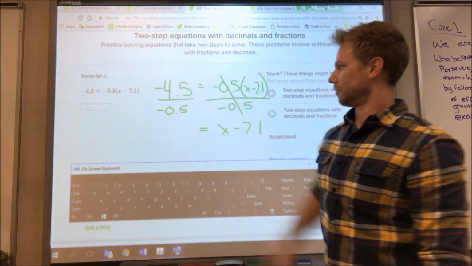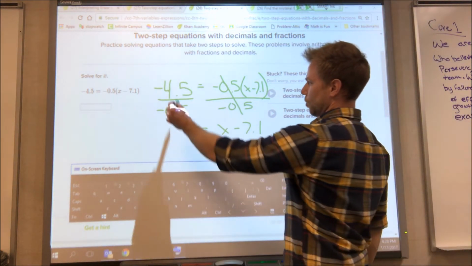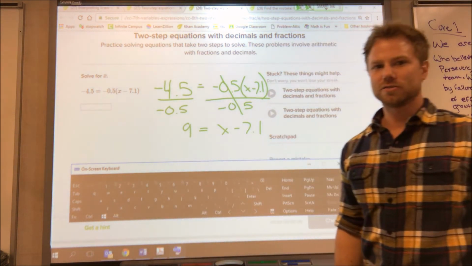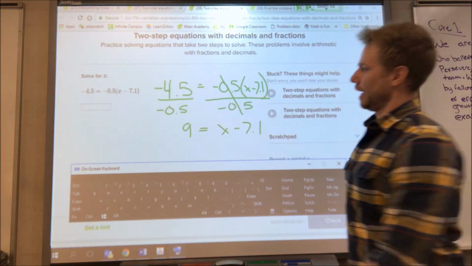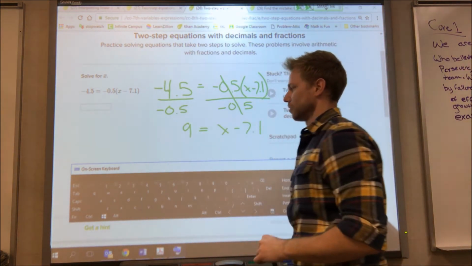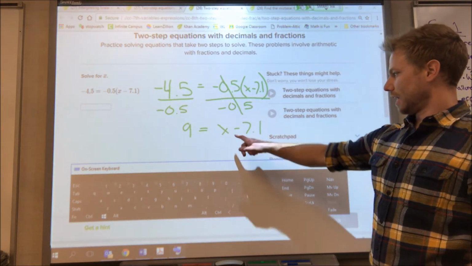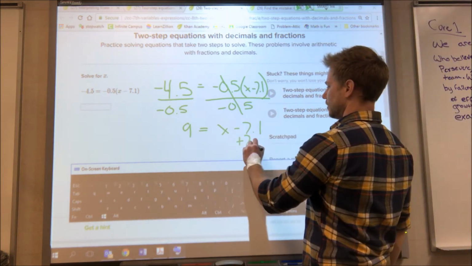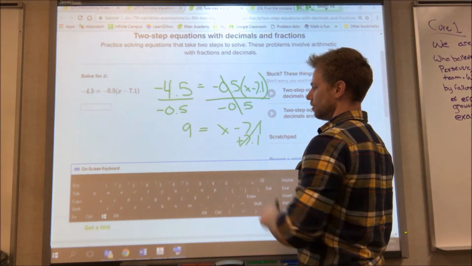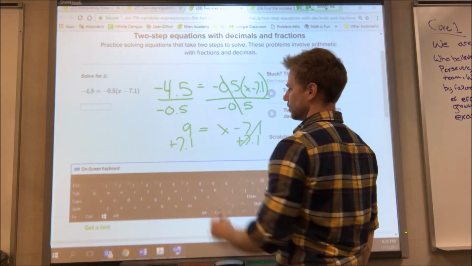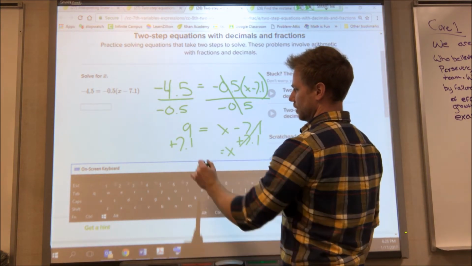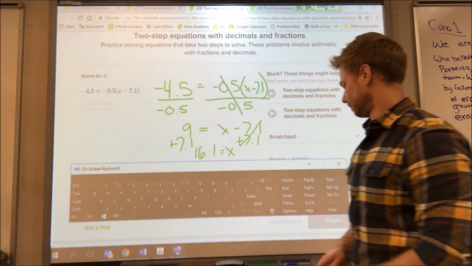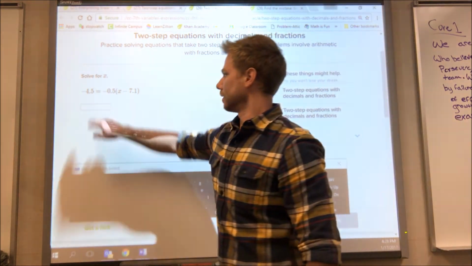On the left, I have to divide. And 4.5 divided by 0.5 is 9. 0.5 goes into 4.5 9 times. And 2 negatives make a positive, so it's a positive 9. Then I have a minus 7.1. I need to do the opposite of what I see. I need to add 7.1. That's going to cancel, equals 0. What I do to one side, I have to do to the other side. So x equals 16.1. Plug that in.